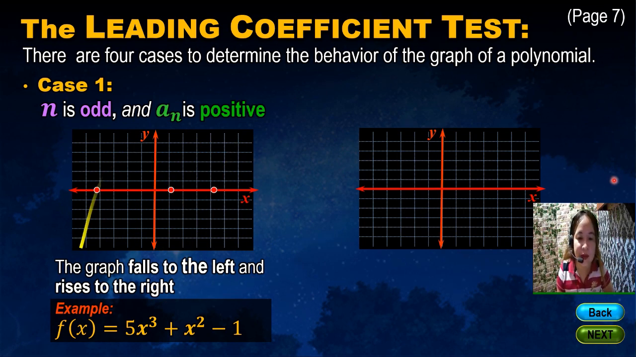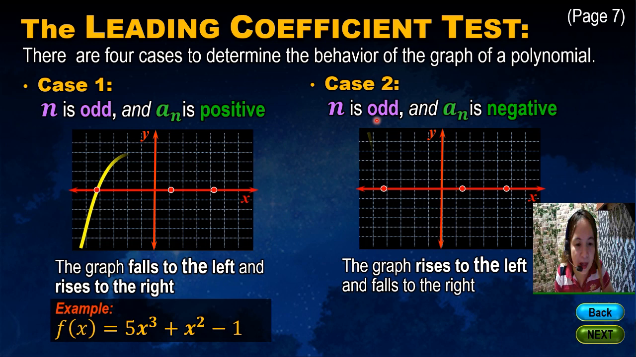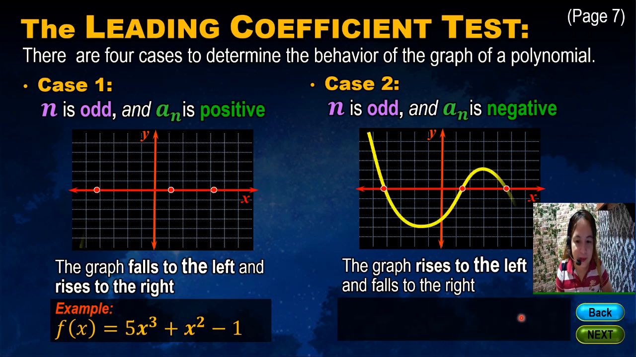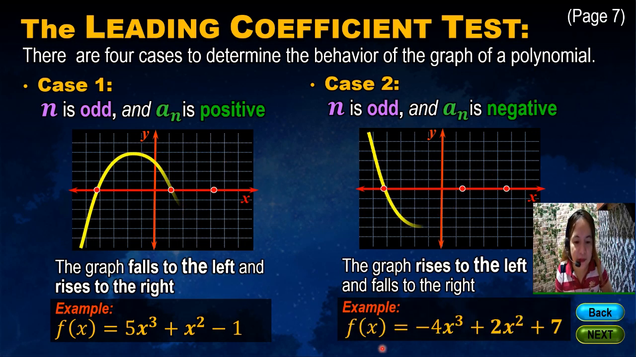So, next, ano naman yung case number 2? Case number 2, kapag odd number pa rin, so, kagaya ng case number 1, odd number yung degree niya, di ba? Or yung exponent. Pero, this time, yung a sub n or yung leading coefficient ay negative naman. So, kapag kaganyan, ang mangyayari sa graph, the graph rises to the left and falls to the right. Ganyan yung kanyang graph. Example, f of x equals negative 4x cubed plus 2x squared plus 7.